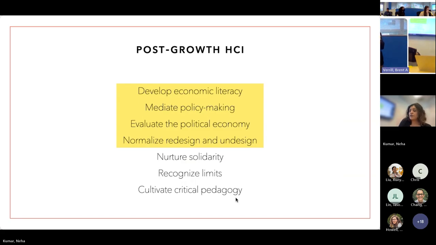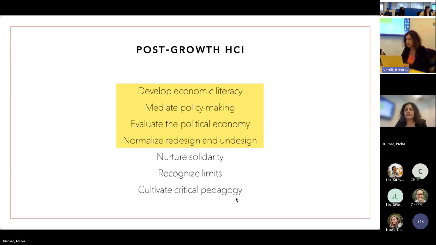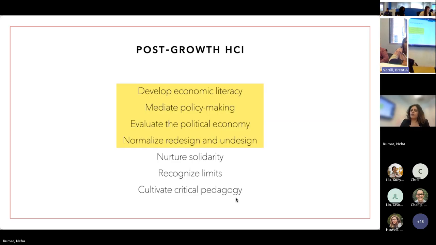These are some recommendations to question the inevitability, neutrality, and desirability of growth, so that when we look at our work and we look again, we can identify often hidden assumptions of growth and deepen inquiry into non-capitalist ways of sensing, knowing, being in HCI. So in the interest of time, I will only cover a few, and in the paper we talk about more.